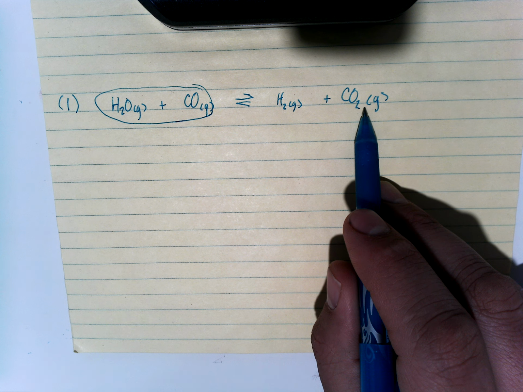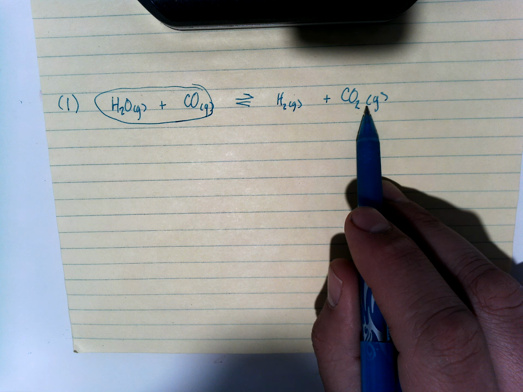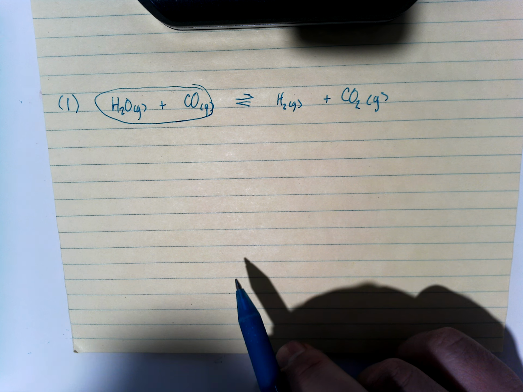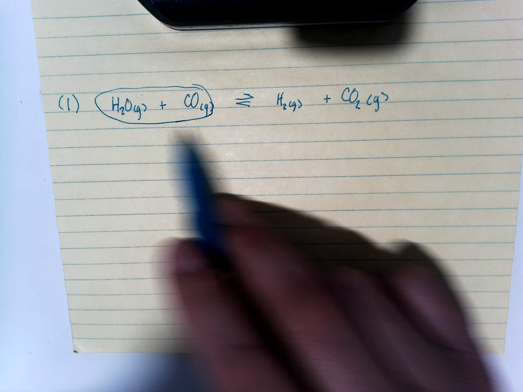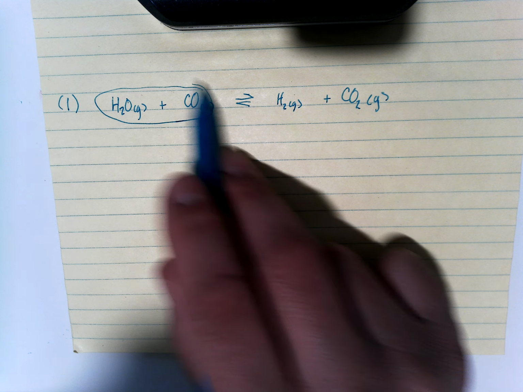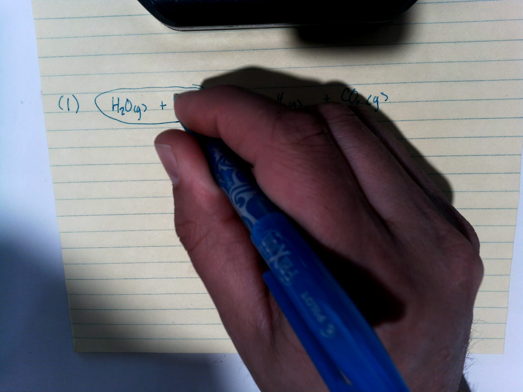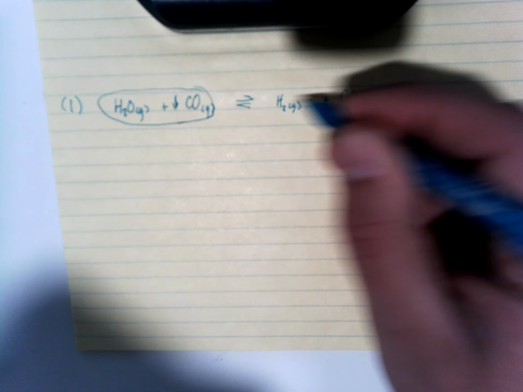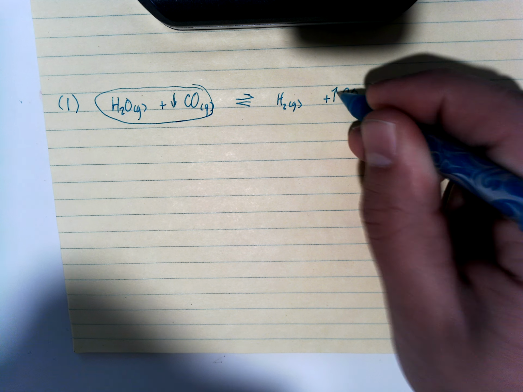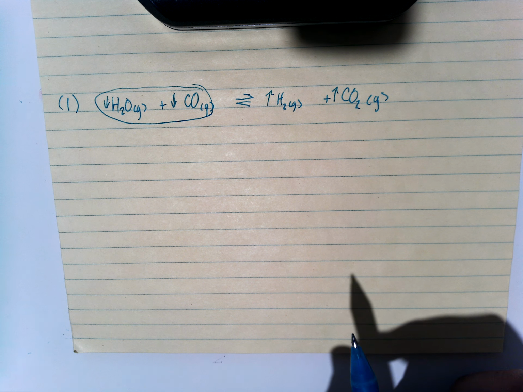It's asking which concentrations are going up and which concentrations are going down. If it's proceeding to equilibrium, and we only have these to start, we have to make some of these, which means these concentrations will go down and these concentrations will go up. Okay, hopefully that helps with question one.